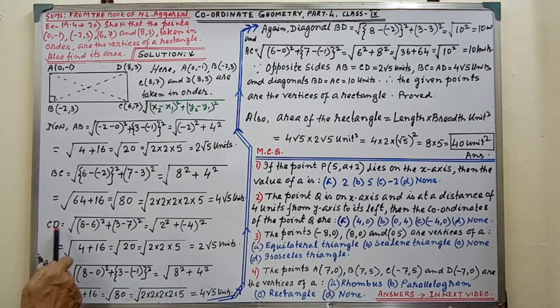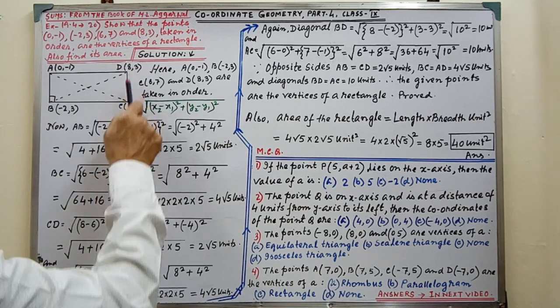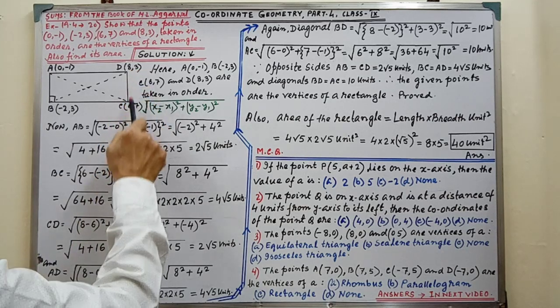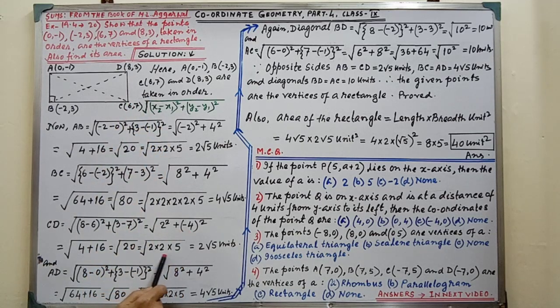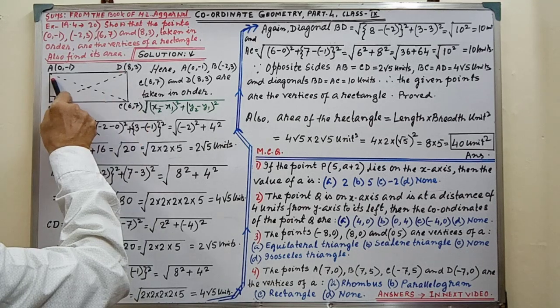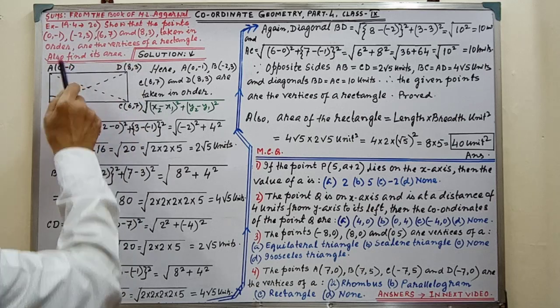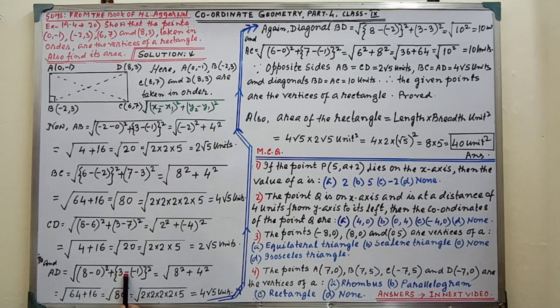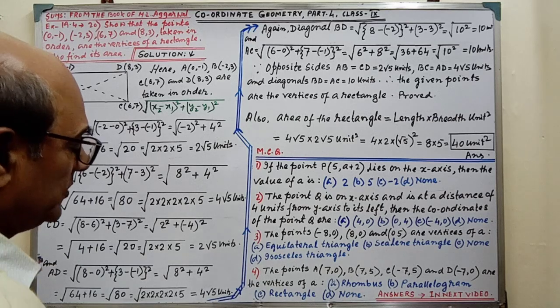Now CD, by applying the same formula, that is 8 minus 6 whole square, 3 minus 7 whole square. By simplifying we are getting 20, and by simplifying we are getting 2 root 5 units. AD, that is 8 minus 0 whole square, 3, here is minus, so from the formula we are getting this minus, and in the coordinate is given minus 1, so within the first bracket we have to write in this way, then the second bracket and whole square. By simplifying we are getting 4 root 5 units.